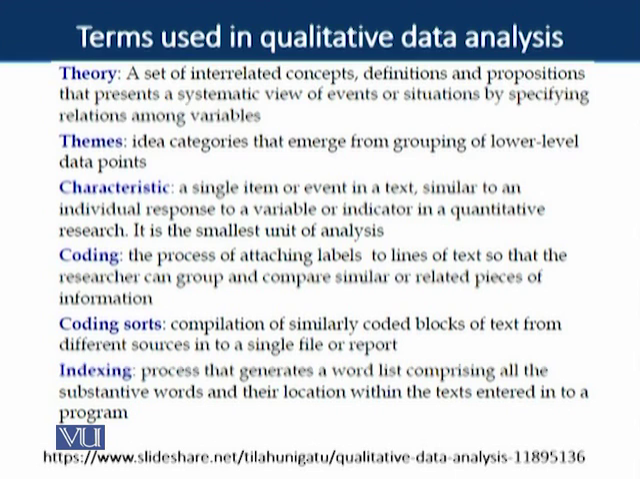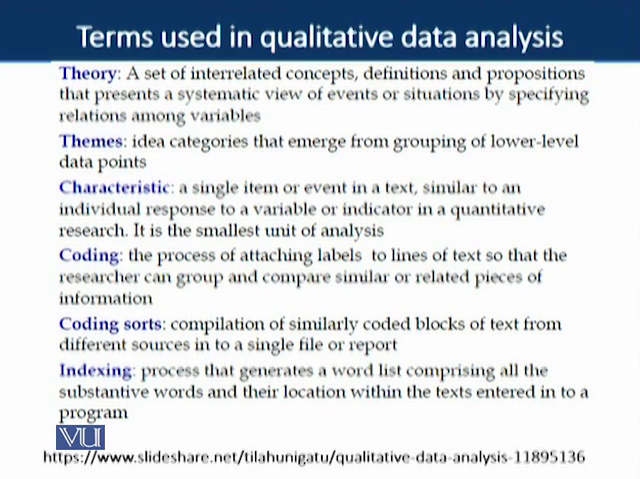Then we have characteristic. Characteristic is basically an item, attribute or event in a text which is similar to an individual response to a variable or indicator in quantitative research. So in qualitative data, we have characteristic, and in quantitative data, we have variable or indicator, right? And it is the smallest unit of analysis. Characteristic in qualitative data analysis is the smallest unit.